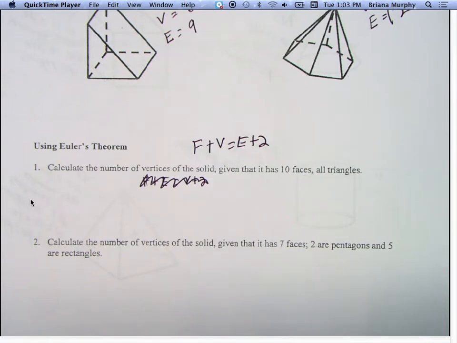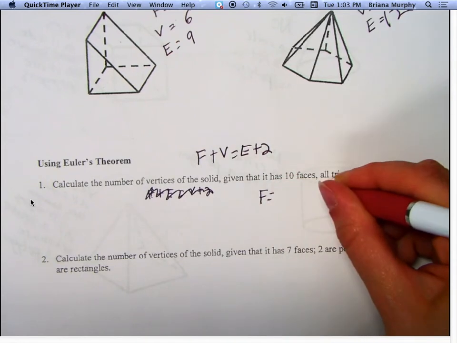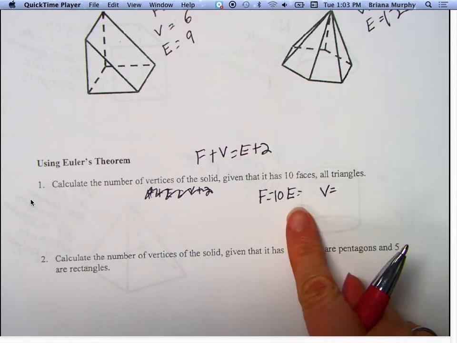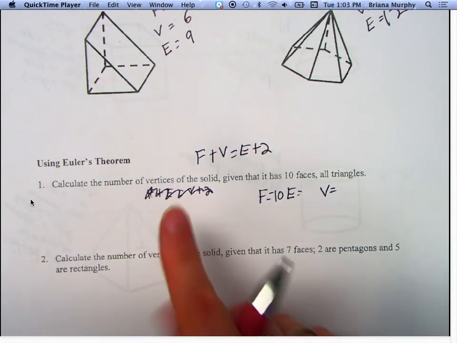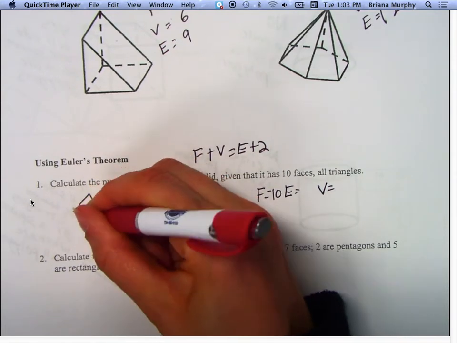Okay, now we're going to calculate the number of vertices of the solid, given that it has 10 faces, all triangles. Now it's really hard to draw that, but I could draw like a top view, like you would just see half of it. So I know I need faces, I'm looking for vertices, so I need to find edges. So I have 10 faces, I need to know how many edges I have in order to use this equation to find vertices. So I'm looking at triangles.